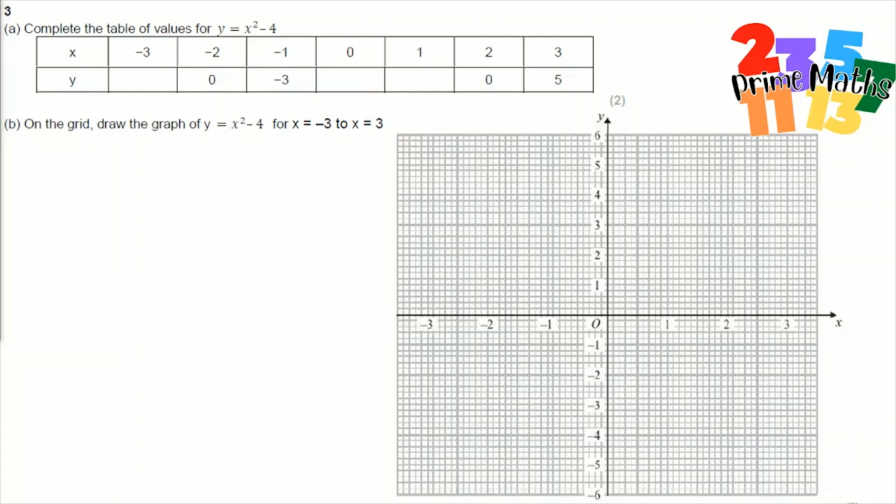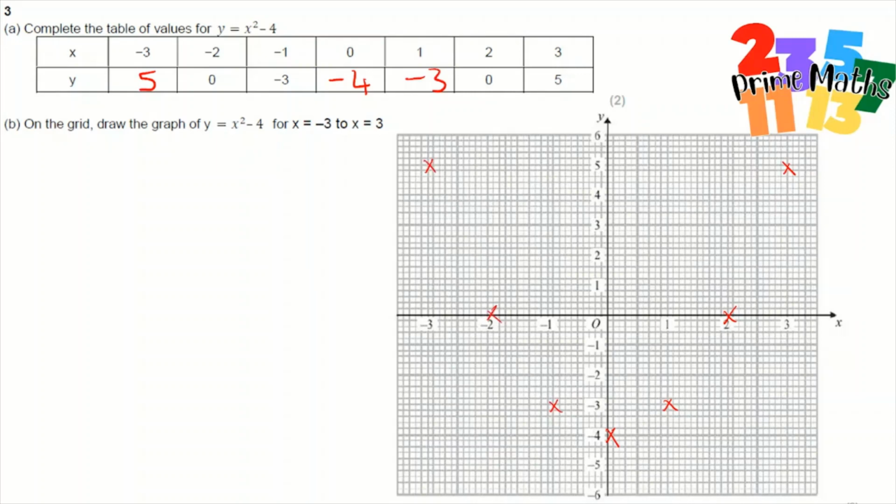The next question is plotting a quadratic. We substitute our values of x into the equation. 1 squared is 1, take away 4 is minus 3. 0 squared is 0, take away 4 is minus 4. Minus 3 squared is 9, take away 4 is 5. We then plot these coordinates. 3, 5, 2, 0, 1, minus 3, 0, minus 4, minus 1, minus 3, minus 2, 0, minus 3, 5.